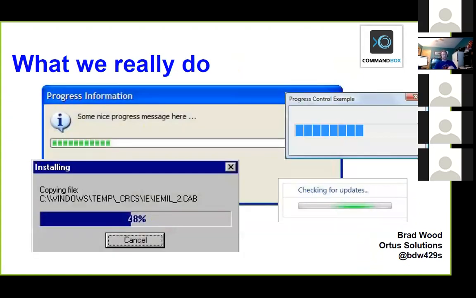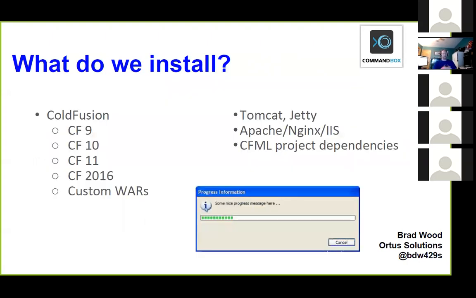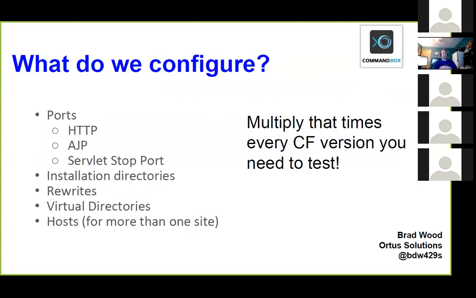What we really do, at least for some of us, is we watch progress bars all day long. We install stuff and configure stuff, and it's such a pain, isn't it? And this is what we're here to talk about. We install Cold Fusion 9, 10, 11, 2016, Custom Wars, Lucee, Railo, Tomcat, Jetty, Apache, Nginx, IIS, all sorts of junk, as well as Cold Fusion project dependencies, as libraries like ContentBox and ColdBox. And we watch progress bars all the time.